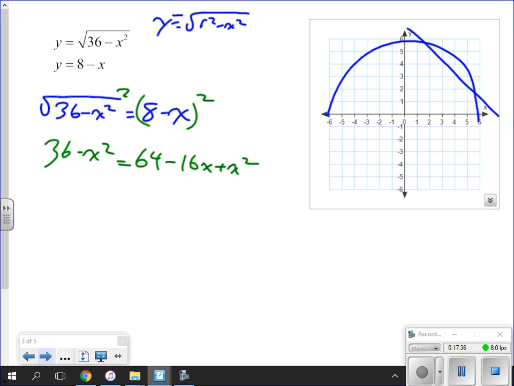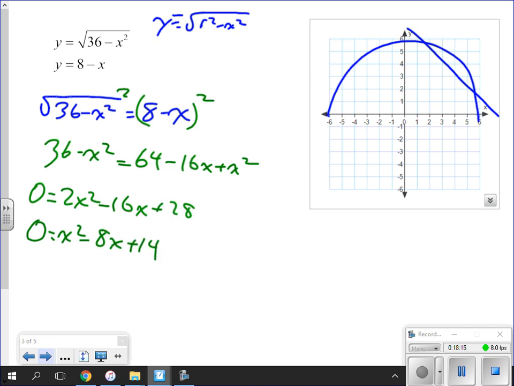Set it equal to 0. You want positive x squared. So I would add x squared and subtract 36 from both sides. You get 0 equals 2x squared minus 16x plus 28. Is this factorable? I don't know. Well, everything's divisible by what? 2. Simplify it first. Divide everything by 2, including the 0. What is 0 divided by 2? 0. 0 equals x squared minus 8x plus 14.